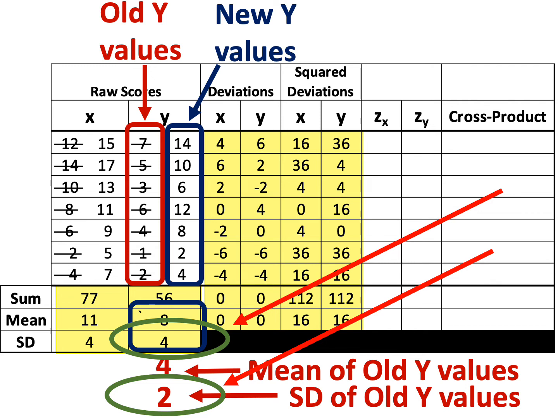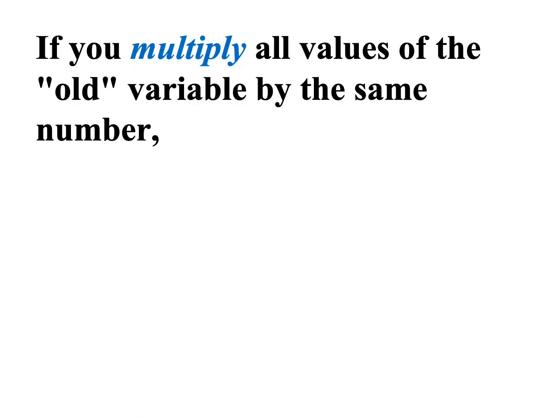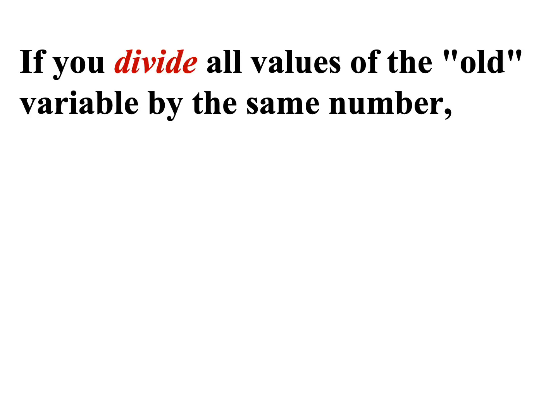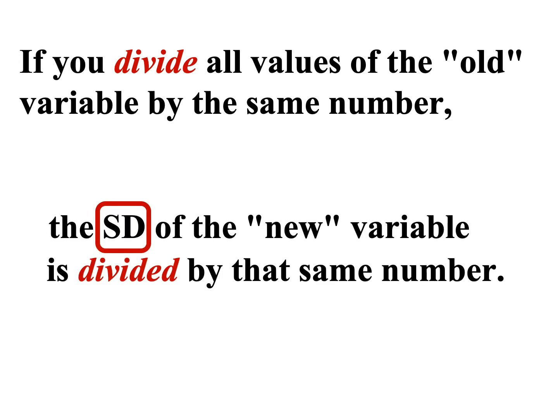When we multiply the variable by 2, we double the distance of each point from the mean. And this is a general principle with the transformations. If you multiply the old values of the old variable by the same number, the standard deviation of the new values is multiplied by the same number, and this is the same for deviation. If you divide all values of the old variable by the same number, the standard deviation of the new variables is divided by the same number.